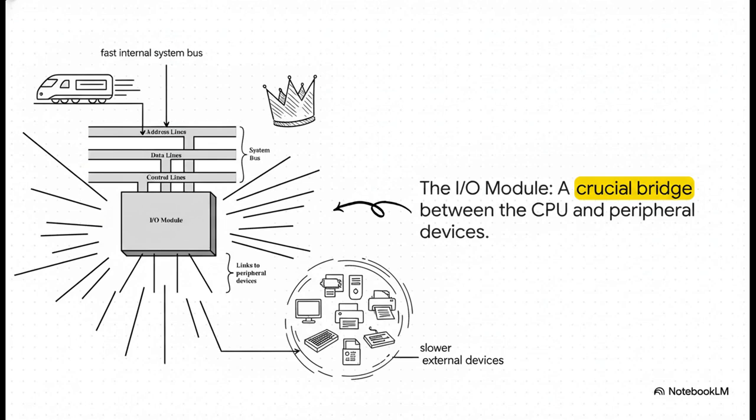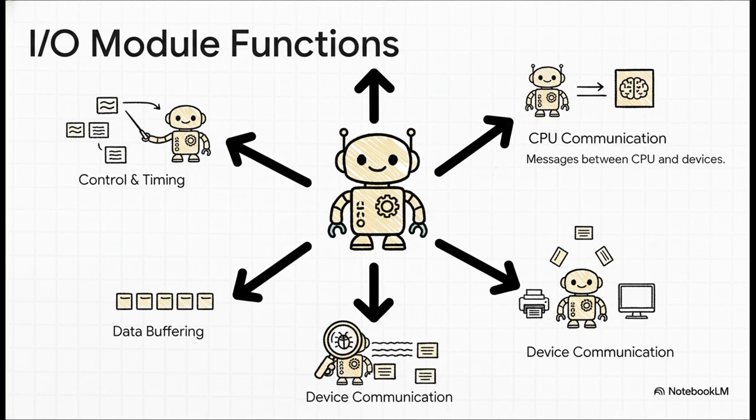The I/O module is the critical bridge. It connects the super fast internal highway, the system bus where the CPU and memory talk, to all those slower external devices. It's the perfect middleman, managing all the comings and goings so the CEO can stay focused on the big picture. So what does this personal assistant actually do?